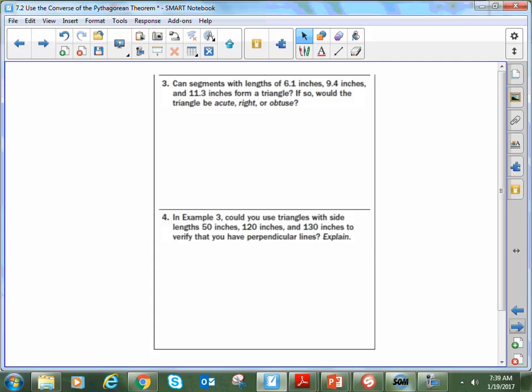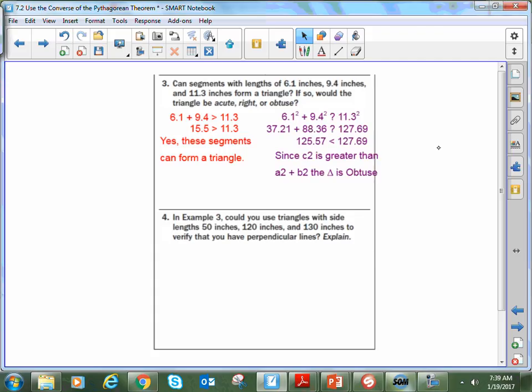All right, so first of all, can the lengths 6.1, 9.4, and 11.3 form a triangle? That's referring back to the triangle inequality theorem. I'm going to say yes, the 2 smaller sides added together are bigger than the third side, so these 3 lengths can indeed form a triangle. Was it right, acute, or obtuse? Substituting the values into the Pythagorean theorem, I get c squared to be greater than a squared and b squared added together. So that means this particular triangle is obtuse.